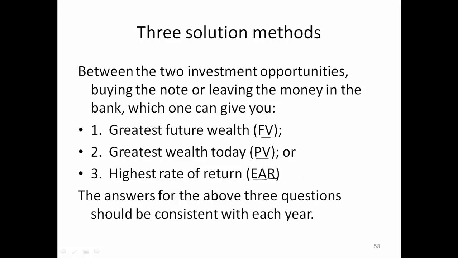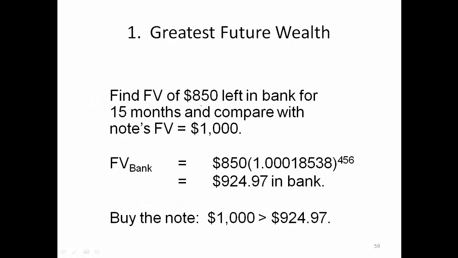If we calculate the future value, if we leave the $850 in the bank, then based on the daily interest rate for 456 days, we will have $924.97 in the bank, and this is lower than what the note offers, so then we will buy the note. Right, so this is to calculate the future value based on daily compounding and compare how much we can get under each different investment opportunity.